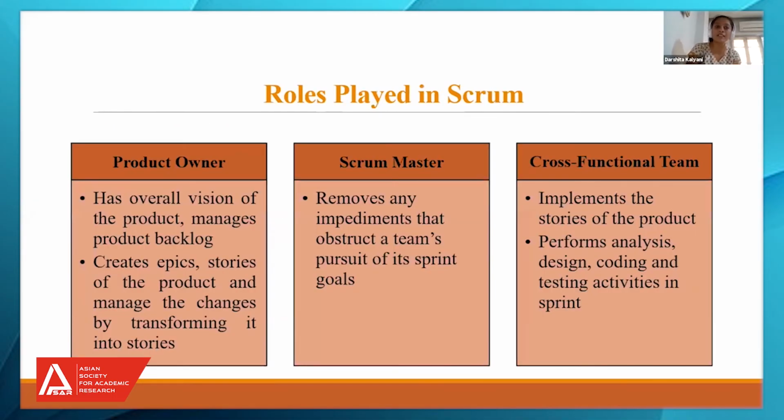These are the roles played in Scrum. The Scrum framework is composed of 3 different roles: a product owner, Scrum master, and cross-functional team. A product owner is the person who has an overall vision of the product. He is responsible for managing the changes in the Scrum. A Scrum master is responsible for the smooth working of each and every sprint, and a cross-functional team is made up of the professionals who are actually developing the product. They take care of the analysis of the requirements, coding of the requirements, and the quality assurance of the requirements.